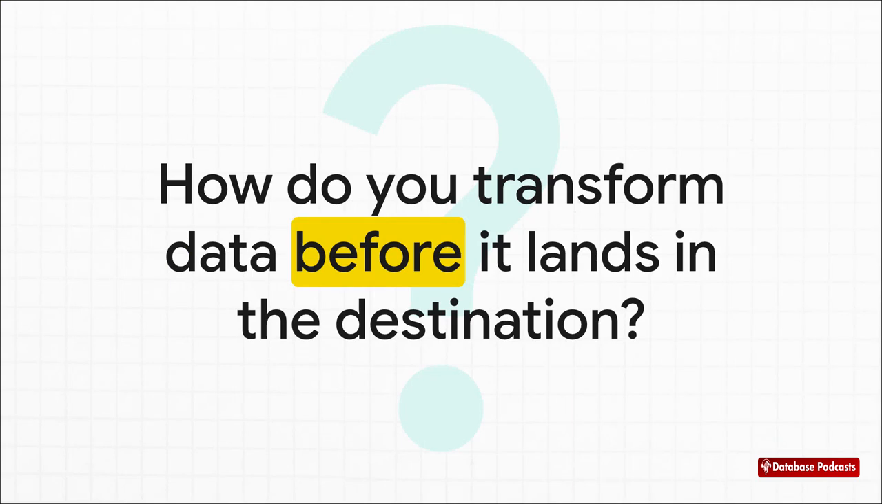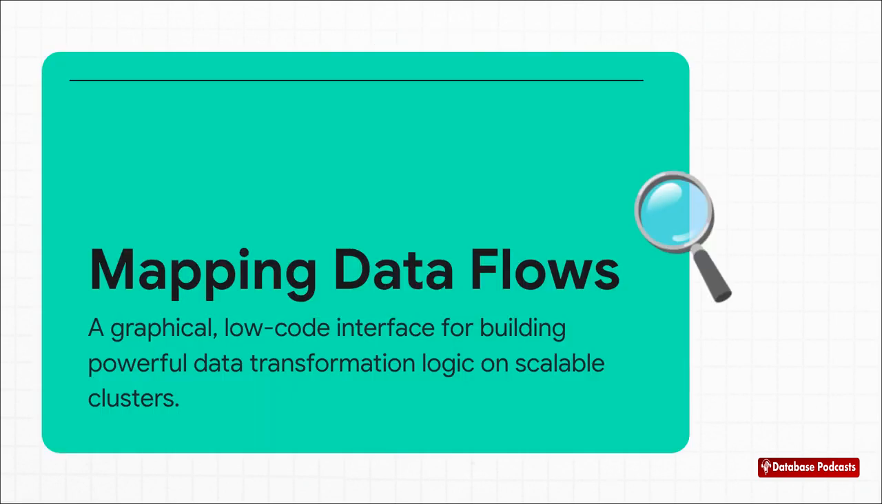How do you clean up messy data, join different sources, or calculate aggregates during the copy process without having to write a whole bunch of external code? The answer is mapping data flows. This is a graphical, low-code interface where you can build some seriously powerful transformation logic. You just visually design the flow, and ADF handles running it on scalable clusters that it manages for you. It's basically like getting all the power of Spark, but without all the complexity.